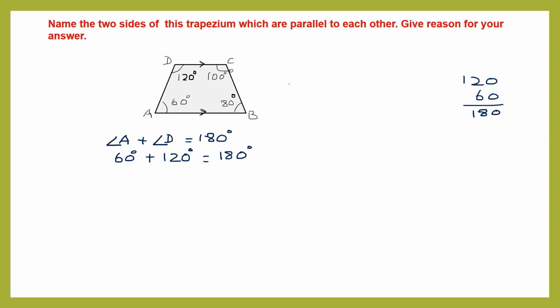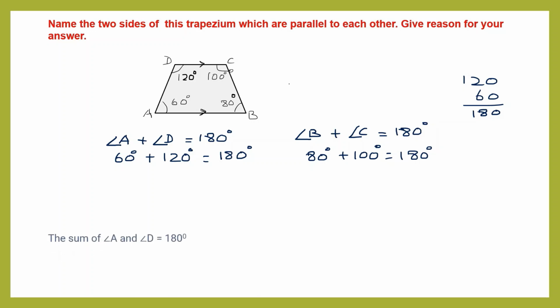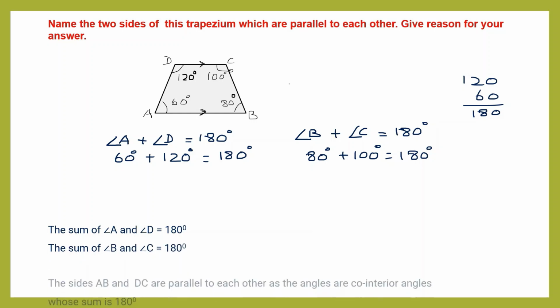Now let's see the other co-interior angles which are angles B and C. So angle B plus angle C should also give us 180 degrees. So angle B is 80 degrees and angle C is 100 degrees. So 100 plus 80 is 180 degrees. So now as you can see, the co-interior angles are equal to 180. So if they are equal to 180, then the sides AB and DC are parallel to each other. So the sum of angle A plus angle D is 180. The sum of angle B plus angle C is 180.